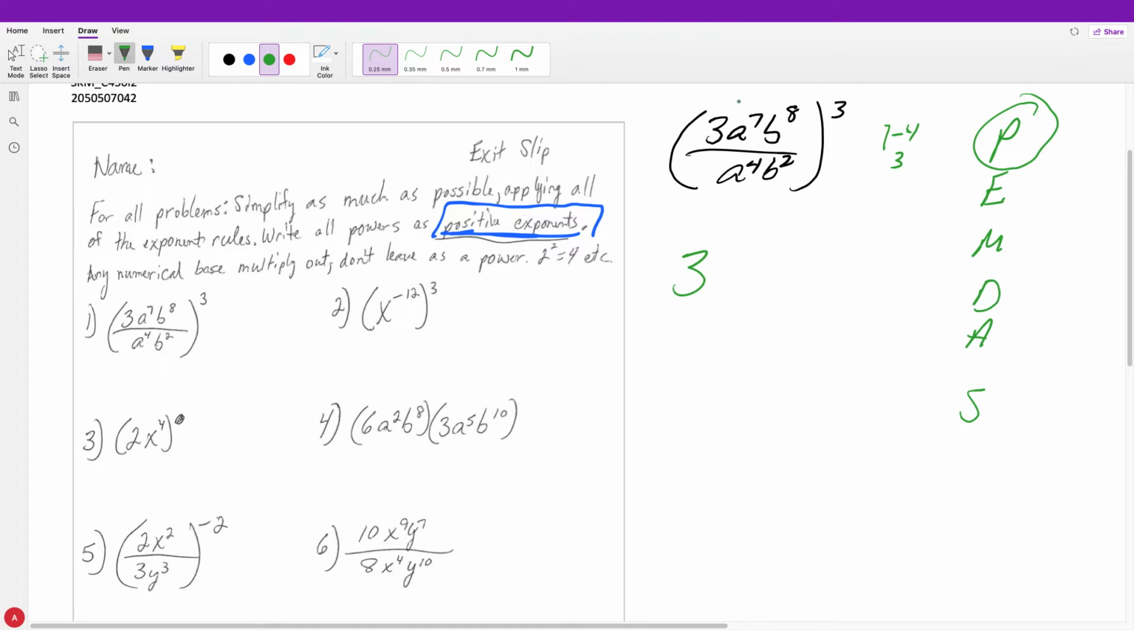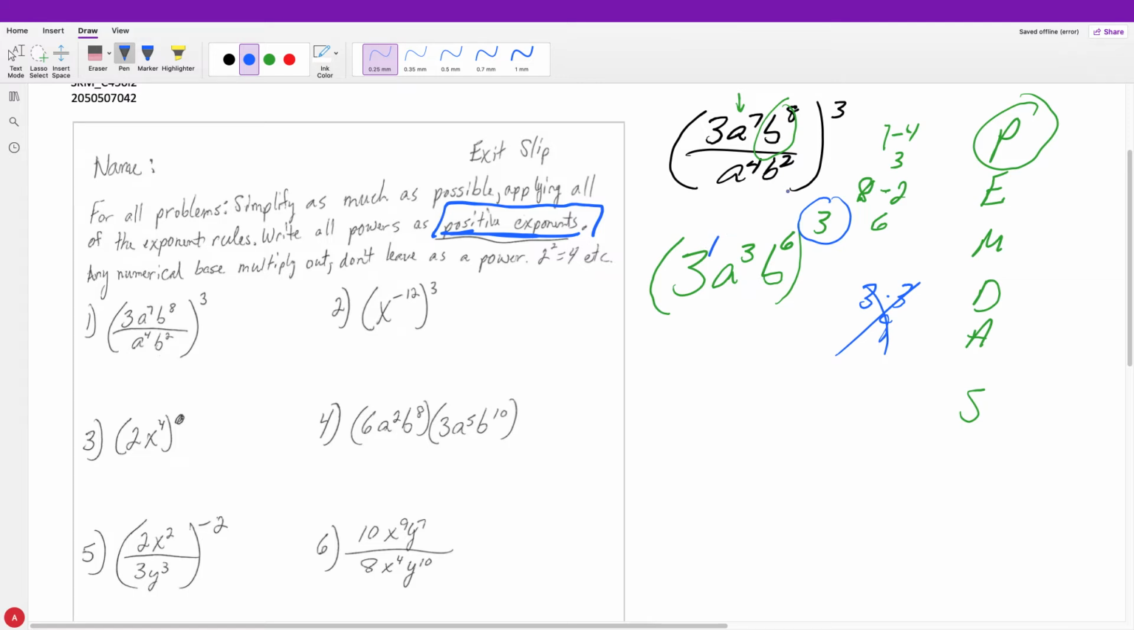So since I had more a's in my numerator, I know it's going to be 3a to the 3rd power. And then 8 minus 2 is going to give me 6. I have more b's in my numerator, so I know that my answer is going to leave with that b to the 6 in my numerator as well. So now I simplified everything that I could, and then I'm going to go to my power to a power. And remember, our power to a power, we multiply. What some of you are doing is you're doing 3 times 3 and saying that this answer is 9. That's not correct. We're not multiplying the base with the power. We're multiplying our power with the power.